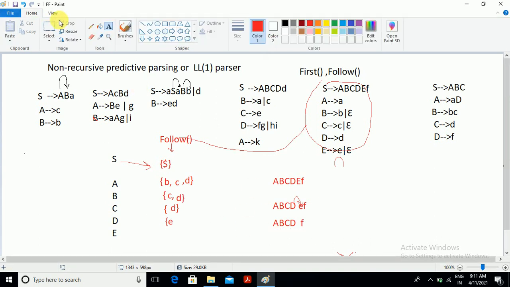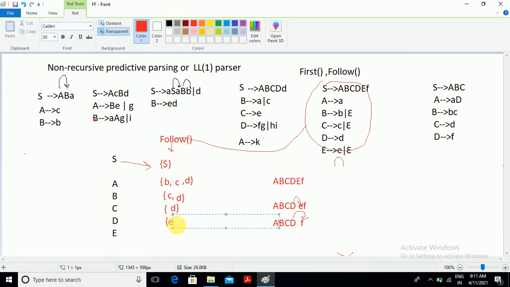So in this case, D is also followed by small f. So the follow of D will become small e and small f. Next, E follows: E is followed only by F, small f. These are the follow sets for the fourth example. In the next video we'll discuss more examples, including the fifth example and others.